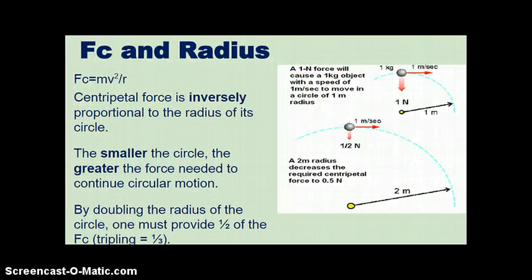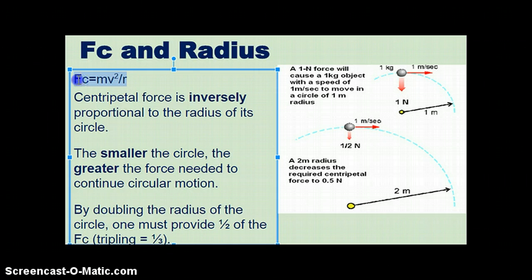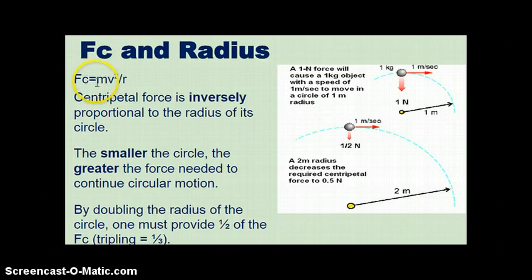So here we can look at centripetal force and radius. And I'm going to be using this equation here, and this is the math behind what we are going to be looking at. The centripetal force is equal to the mass times the velocity squared divided by radius. So centripetal force equals mv squared divided by r. So centripetal force is inversely proportional to the radius of its circle. In other words, the smaller the circle, the greater the force needed to continue circular motion.